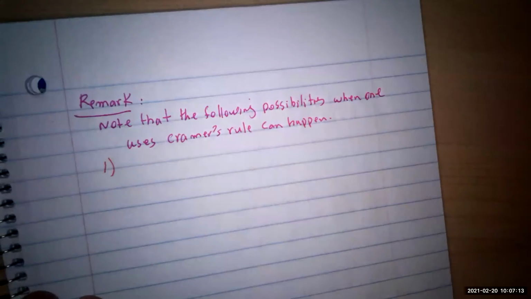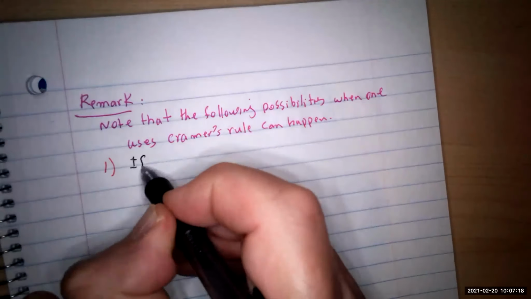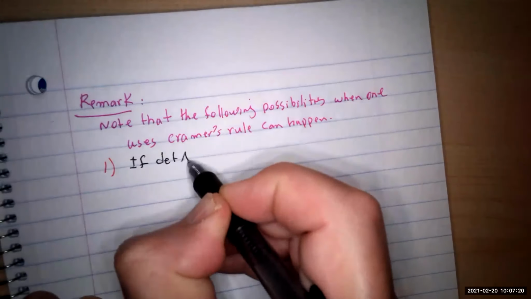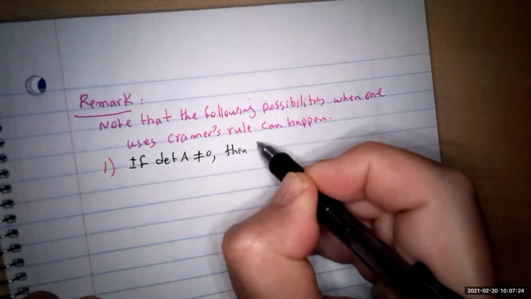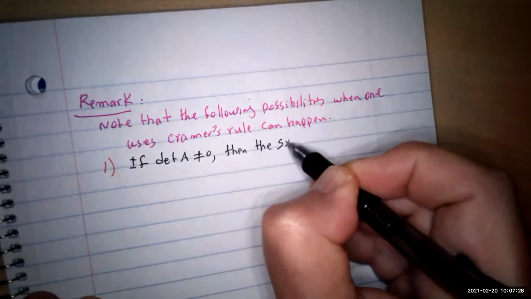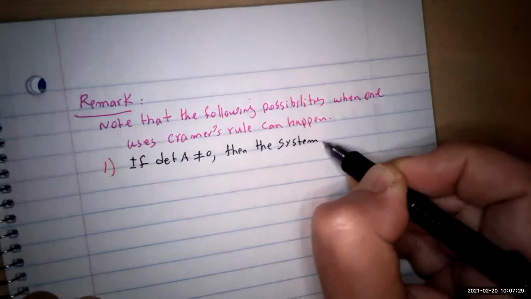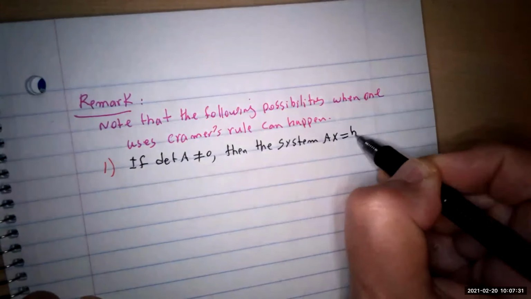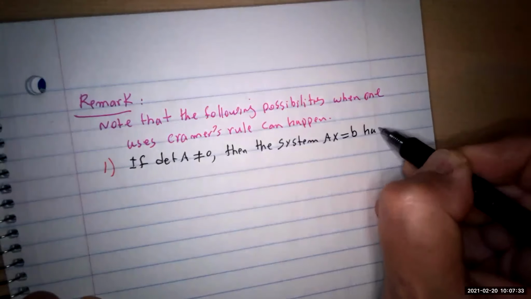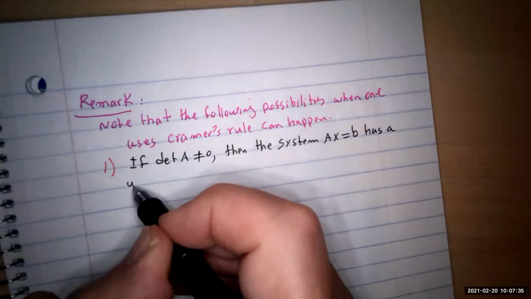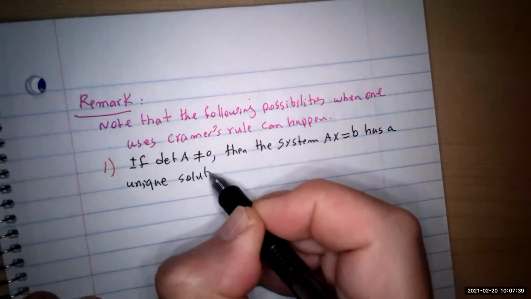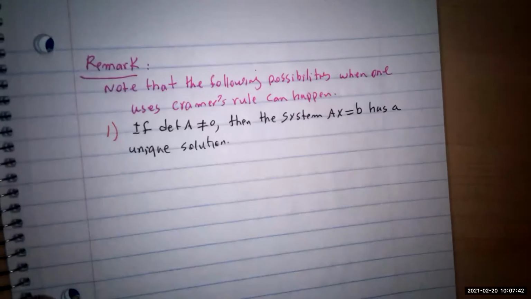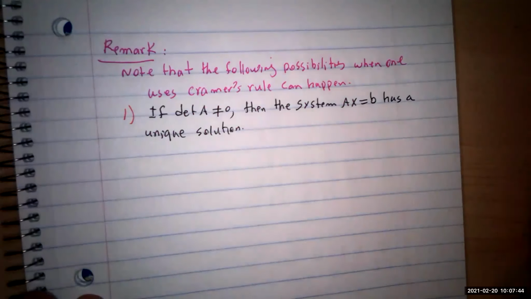The first one is that if the determinant of A is not zero, then the system AX equal to B has a unique solution. That's case one. This is the one that happens most of the time.